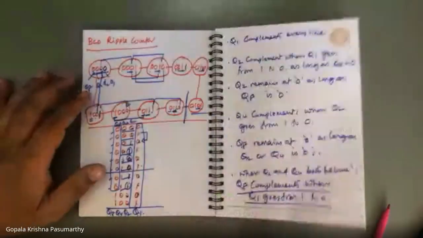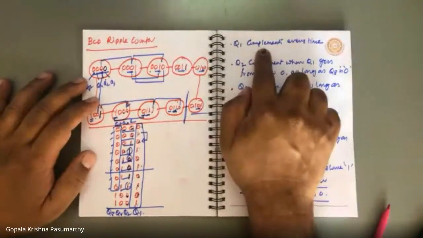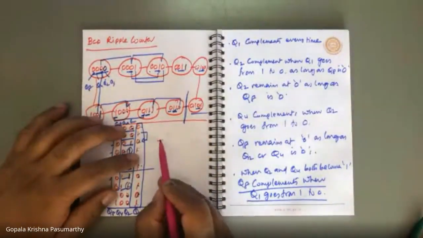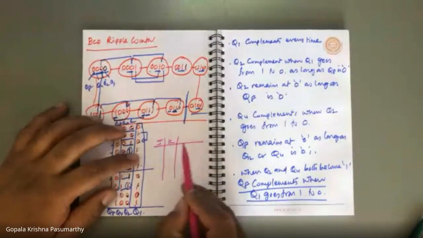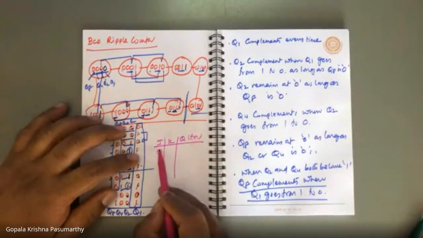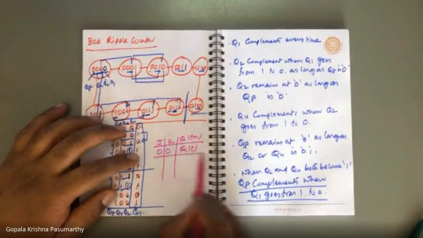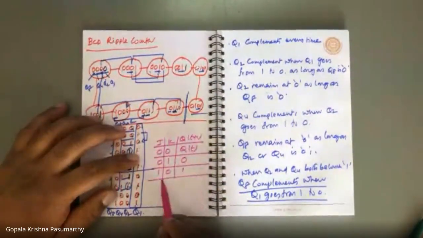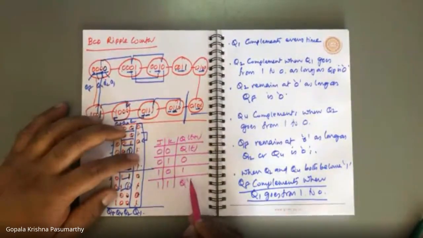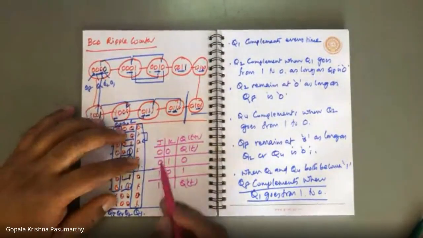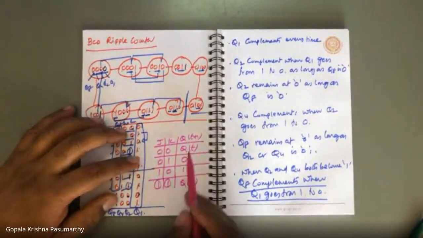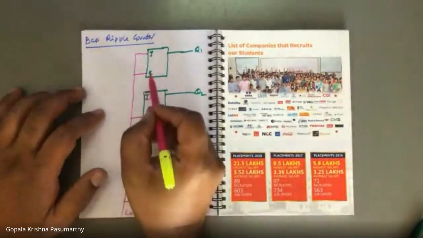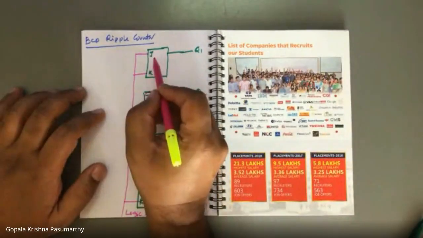So, what is the rule for Q1? Q1 complements every time. That is your rule. I hope you remember the characteristic table of the JK flip-flop. When JK is 0 0, next state is no change. When JK is 0 1, next state is 0. When JK is 1 0, next state is 1. When JK is 1 1, next state is the complement of the present state. See, since J is connected to 1 and K is connected to 1, this flip-flop is ready to complement.